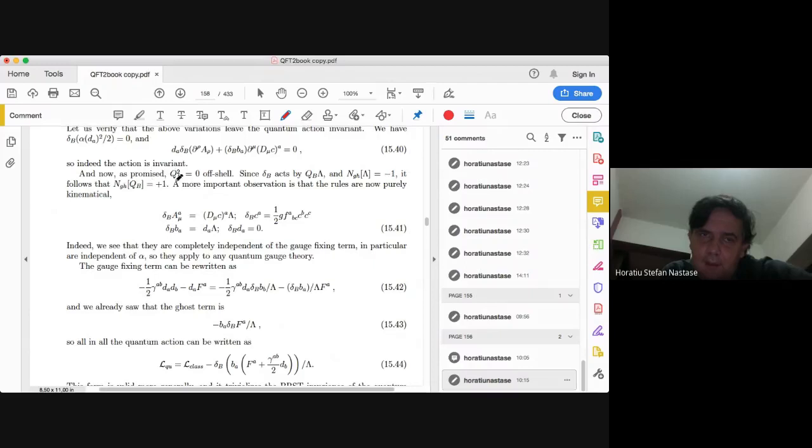Now we obtain that Q_B squared is indeed off shell equal to 0.